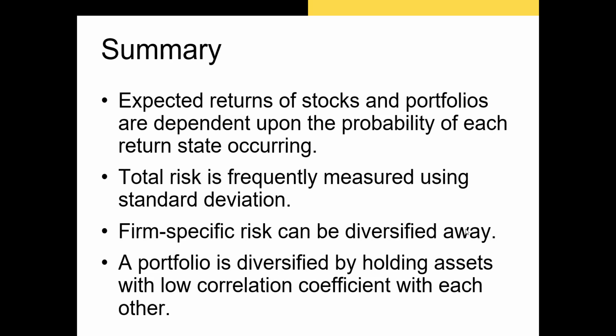First, expected returns of stocks and portfolios are dependent upon the probability of each return state occurring. Next, we showed that total risk is usually measured using standard deviation. Third, we saw that portfolios can be diversified by holding assets with low correlation coefficients with each other. And then finally, we saw that firm-specific risk can be diversified away, but systematic risk can't be diversified away. So I'll continue my discussion of returns and risk in my next video.